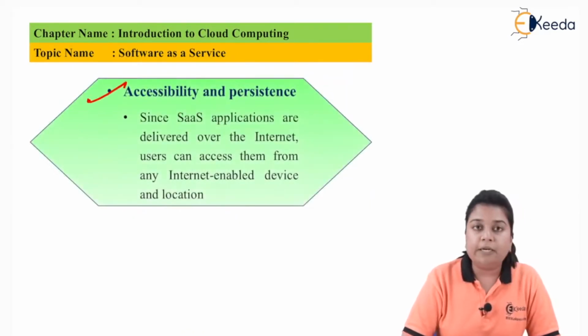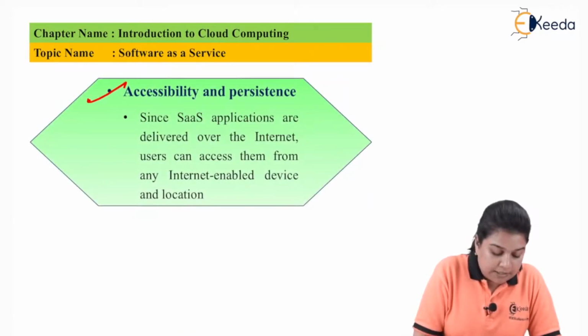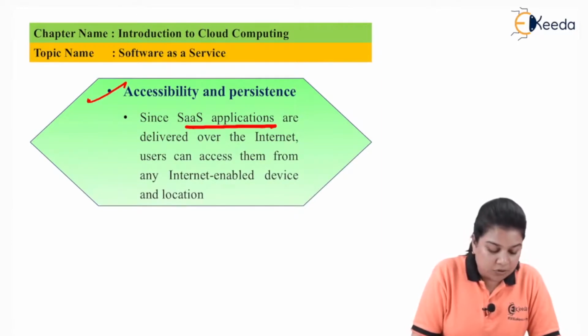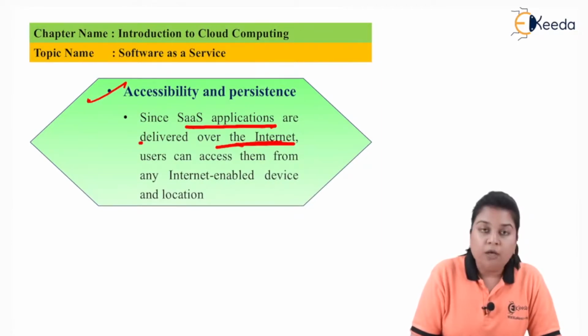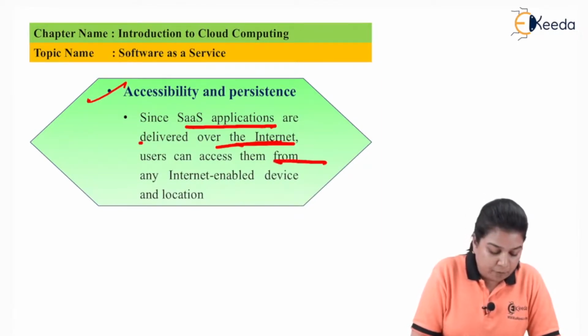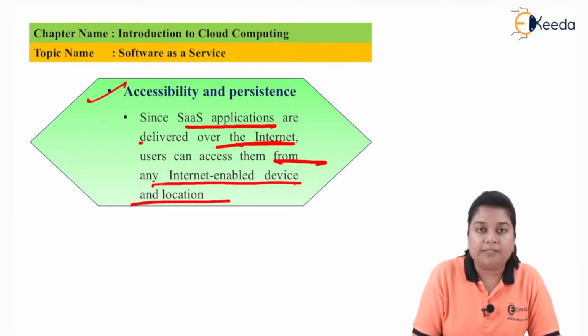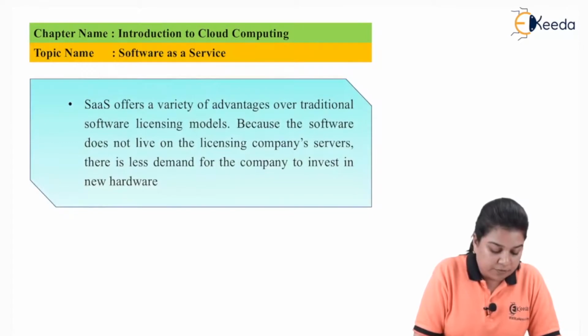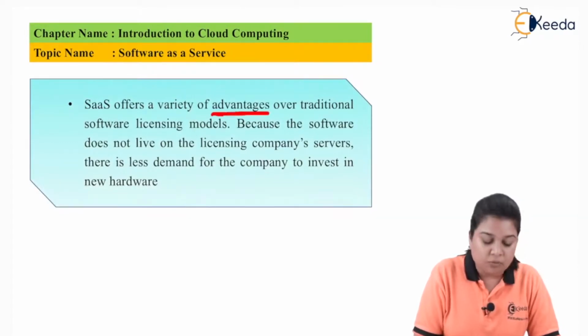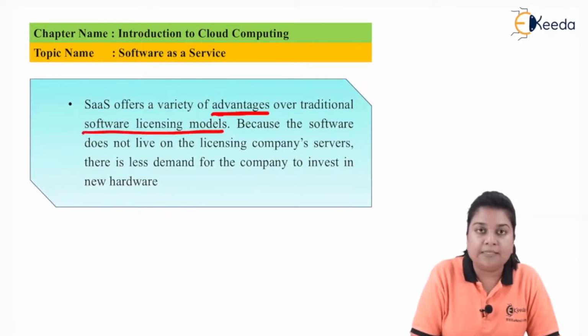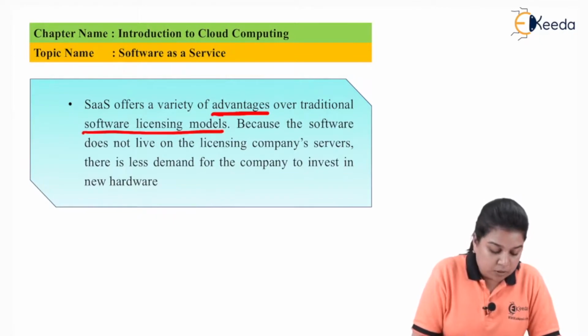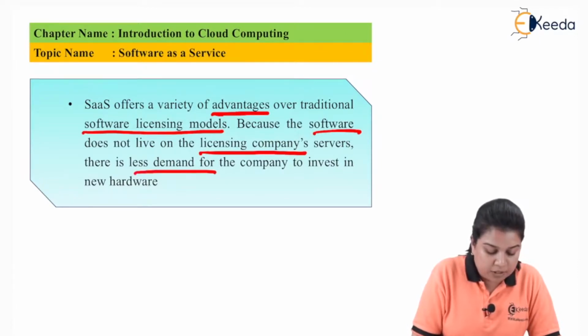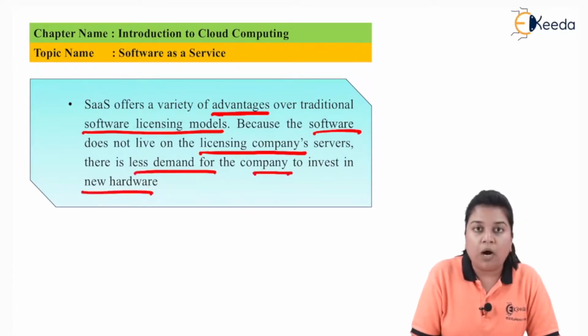Next is accessibility and persistence. Since software as a service applications are delivered over the internet, users can access them from any internet enabled device and location. Software as a service offers a variety of advantages over traditional software licensing models because the software does not live on the licensing company's servers. There is less demand for the company to invest in new hardware.